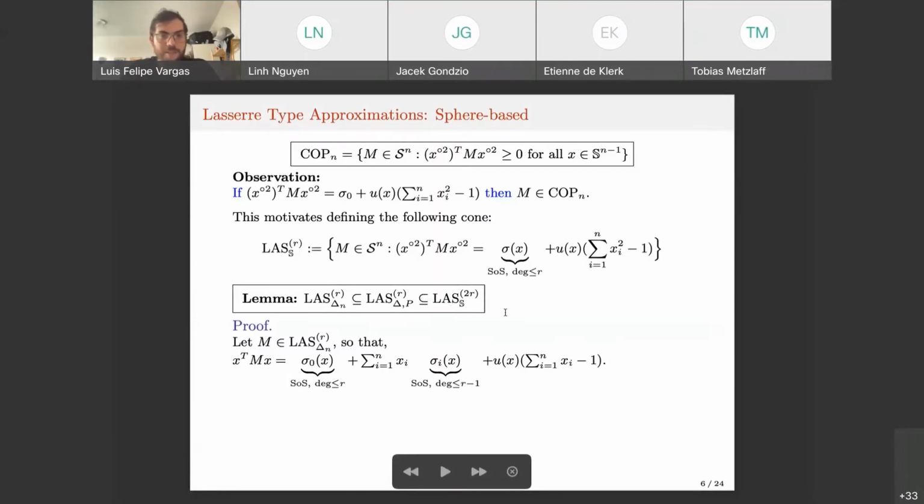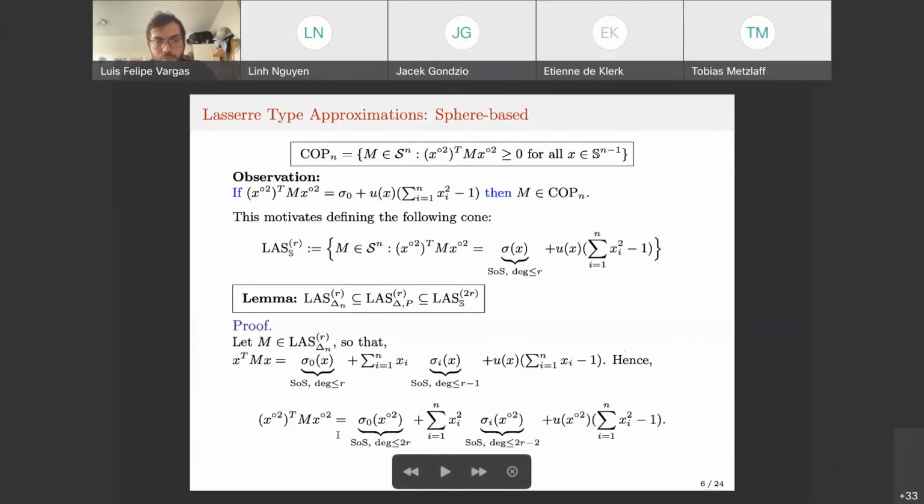If we take M in the first cone, it implies that we can write x transpose Mx as such a certificate, with the constraint on the degree of the squares. So we have that certificate, and then we are going to evaluate at x squared, so each variable squared, and then what we obtain is the following. Of course, sigma 0 of x is a sum of squares, so when evaluating at the square, it's also a sum of squares. And in this second part, sigma i evaluated at x squared is a sum of squares, but now it's times a square.